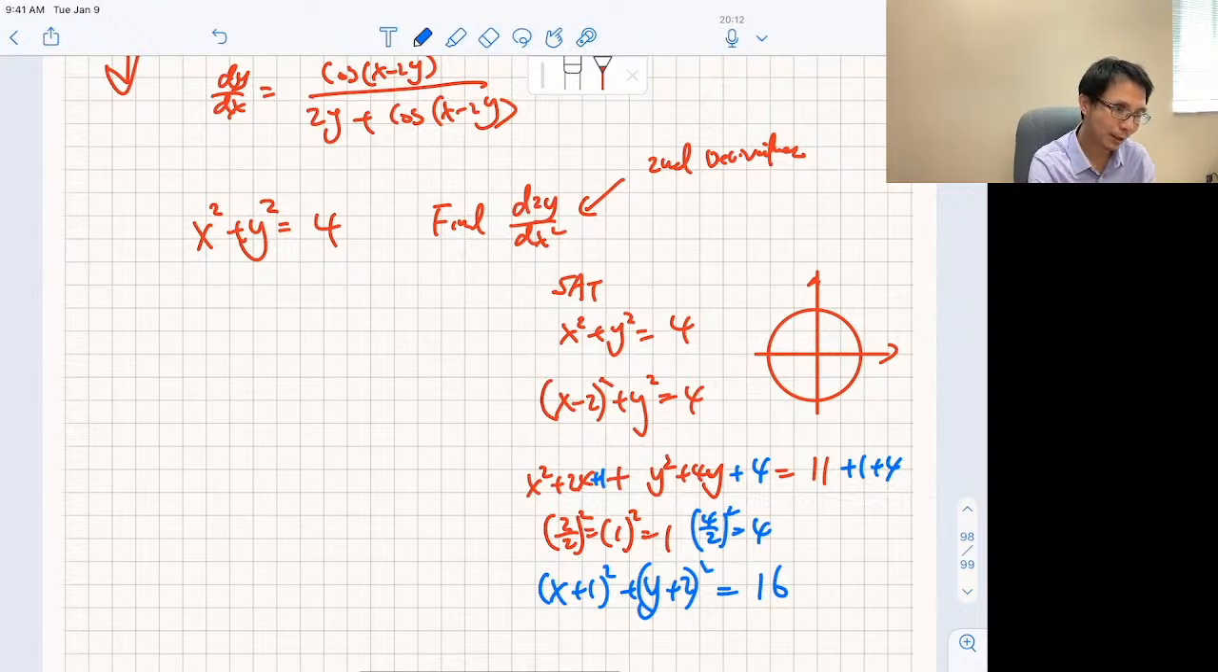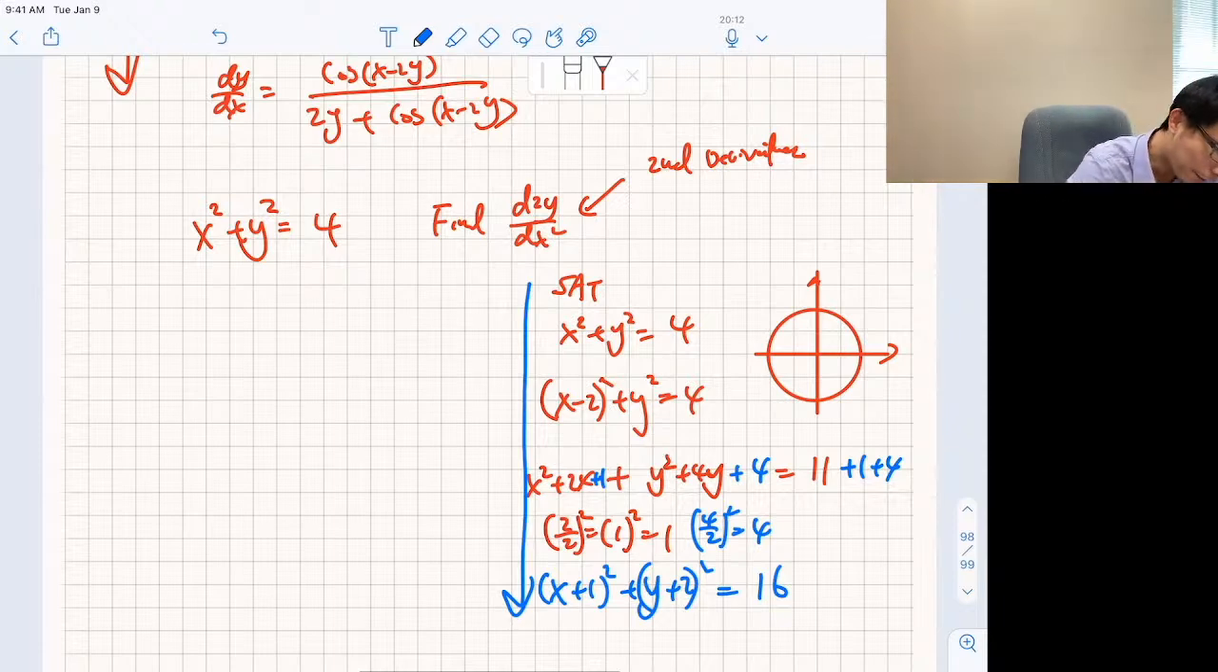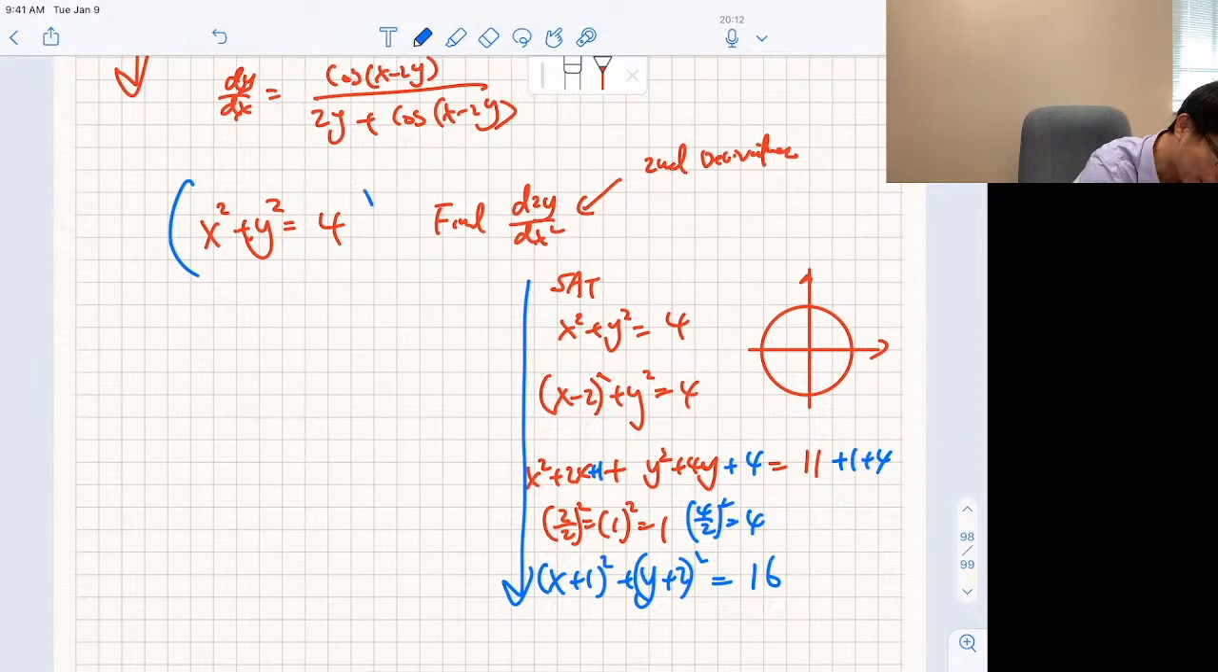But anyway, this is on SAT side notes, just to help students prepare for the SAT if they have the PSAT coming up. That's very helpful. Now, if I want to take a second derivative here, let's go back to calculus.